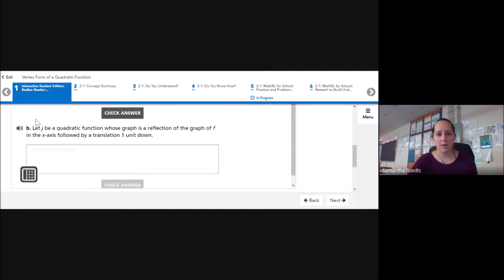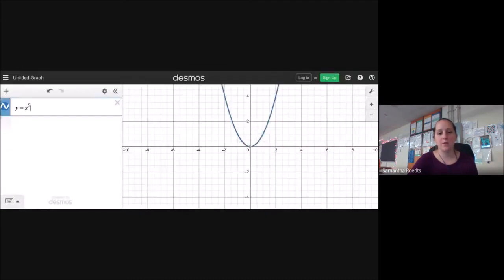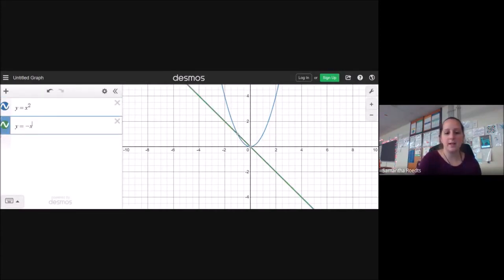Okay, for letter B, let j be a quadratic function whose graph is a reflection of the graph of f in the x-axis, followed by a translation 1 unit down. Okay. So if I want to reflect this graph, we have to make it negative. And then I'm going to translate it 1 unit down. So this is negative x squared minus 1.